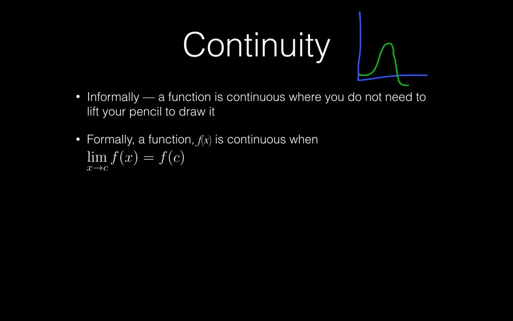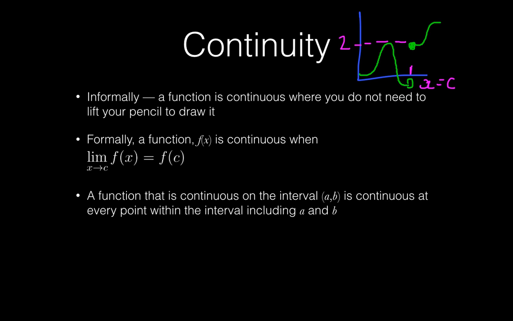However, right here, there's a sudden jump in the graph. At this point, the graph is discontinuous because I needed to lift my pencil to draw it. You can see that at this point, which we will call c, the limit as x approaches c of f of x does not equal f of c. Here, f of c is defined at, let's say, 2. However, the limit does not even exist at this point, meaning it is not continuous.